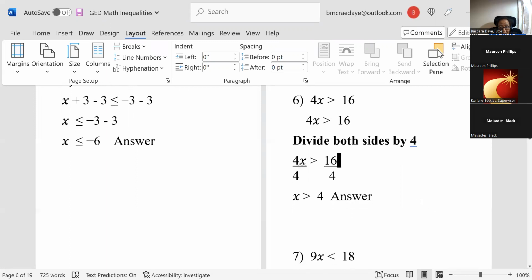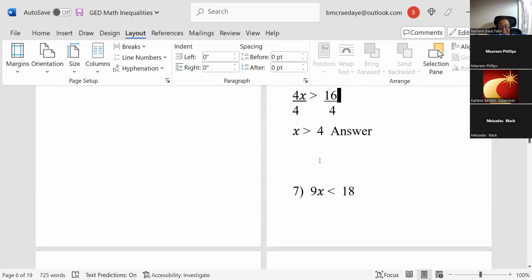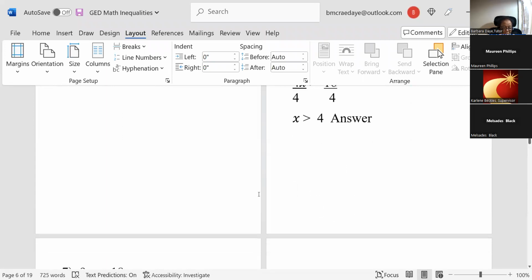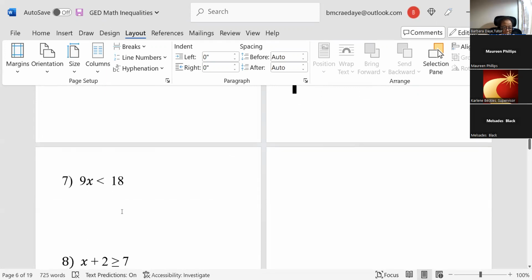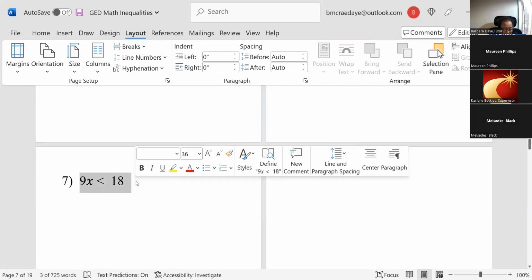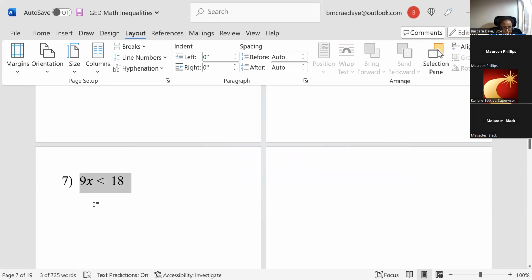Okay. But that means you can solve the next one. You say, oh, this is so easy, I don't even need to do anything. So what's your answer, right? 9x less than 18. What is x, Mercedes? Mental math. 9. How did you get 9?